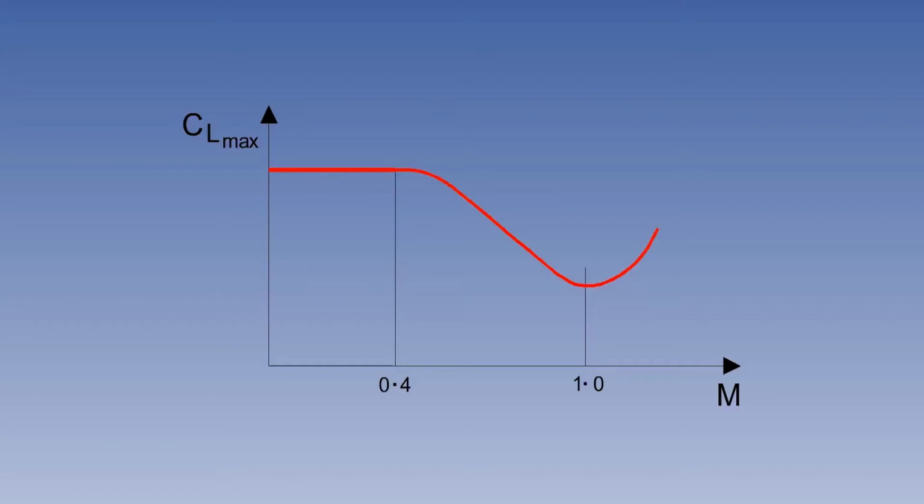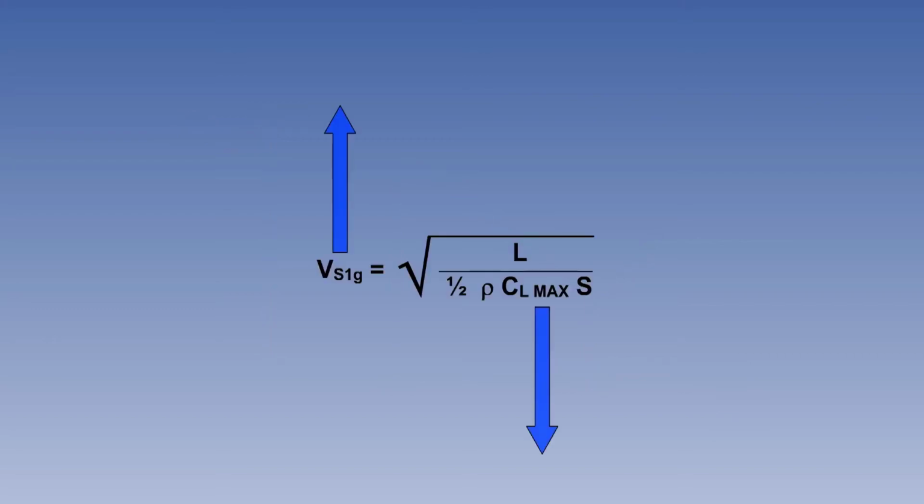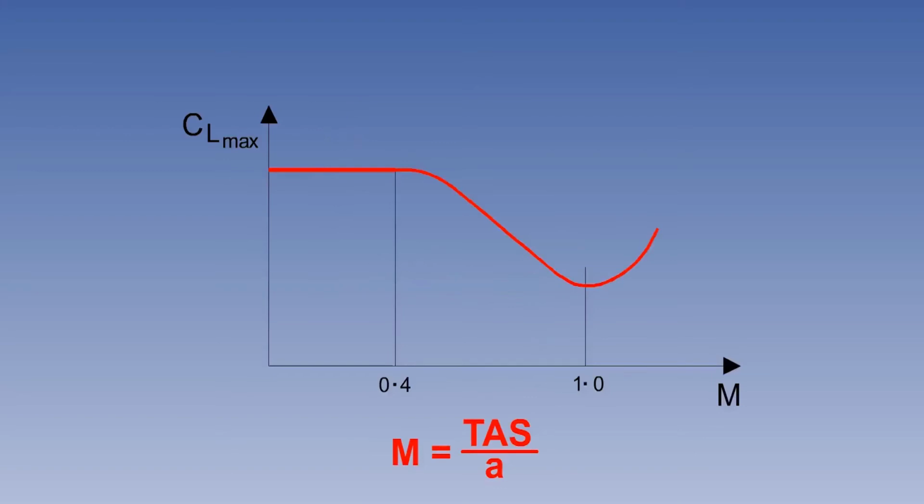Above Mach 0.4, CLmax decreases, as shown in the diagram on screen. According to the 1G stall formula, a drop in CLmax will increase the stalling speed. At a constant EAS, TAS will increase. Also, outside air temperature, or OAT, drops with increasing altitude, causing the local speed of sound to decrease.